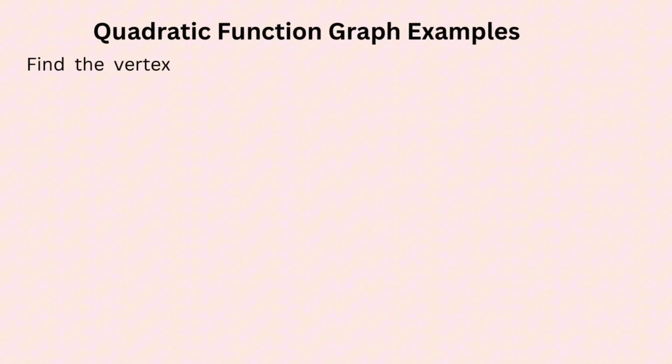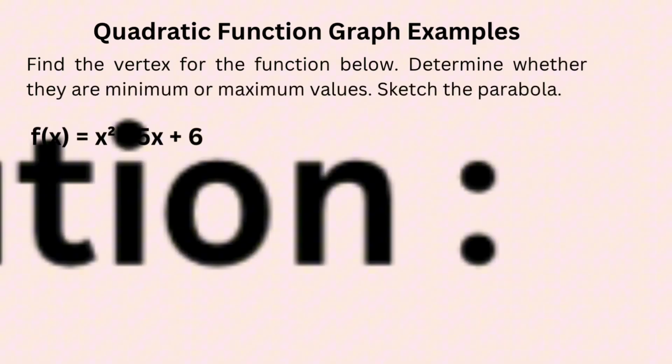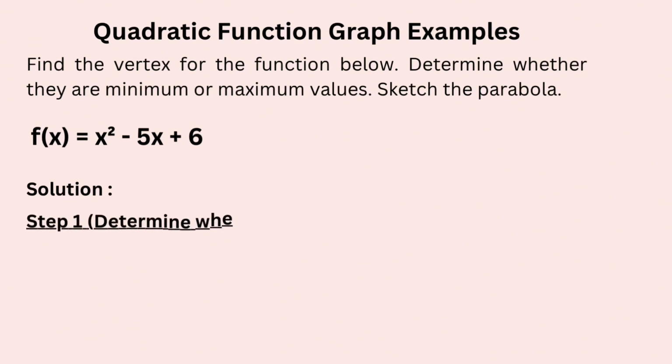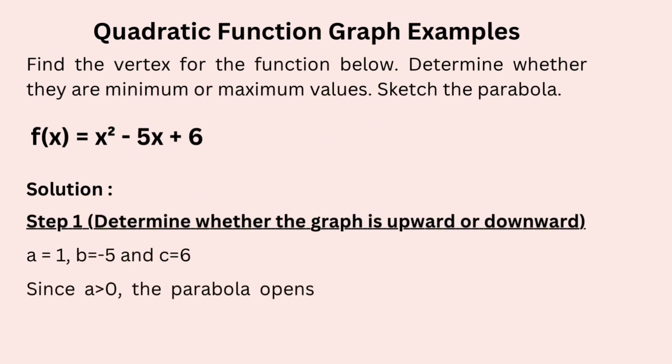So now let's move on to a quadratic function graph example. Find the vertex for the function below. Determine whether it is a minimum or maximum value. Sketch the parabola. So this is the question. So solution, step 1, determine whether the graph is upward or downward. a equals 1, b equals -5 and c equals 6.